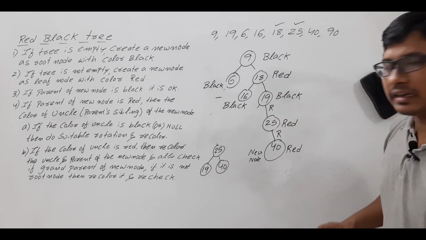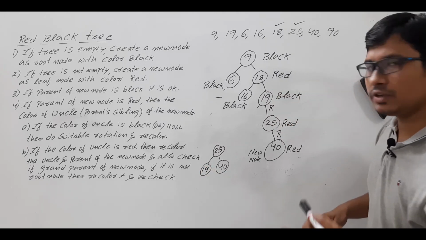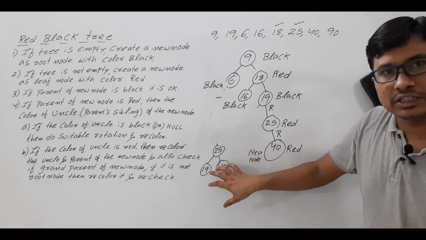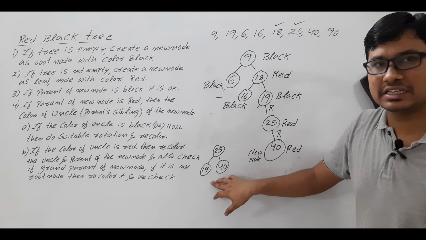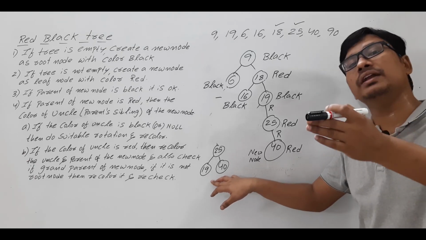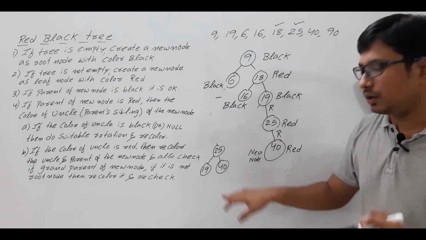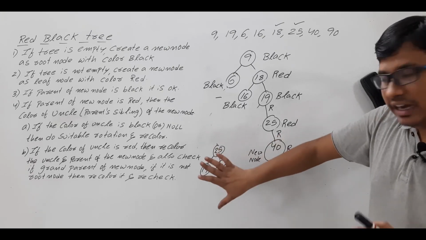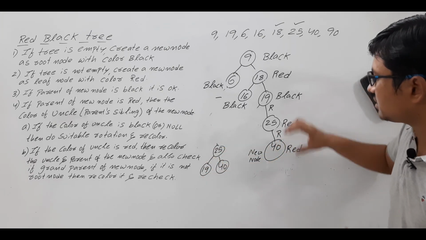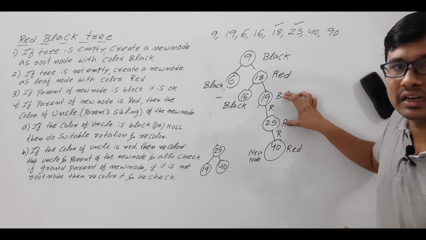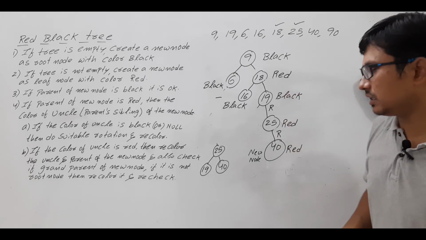And then always please check: what is the final rotation you are doing here? RR is the final rotation, because when we discussed the LR rotation, we did RR and then LR. Now whenever you are doing the final rotation, in this case only one rotation is there, you need to check this one and this one's color, and you need to recolor them.